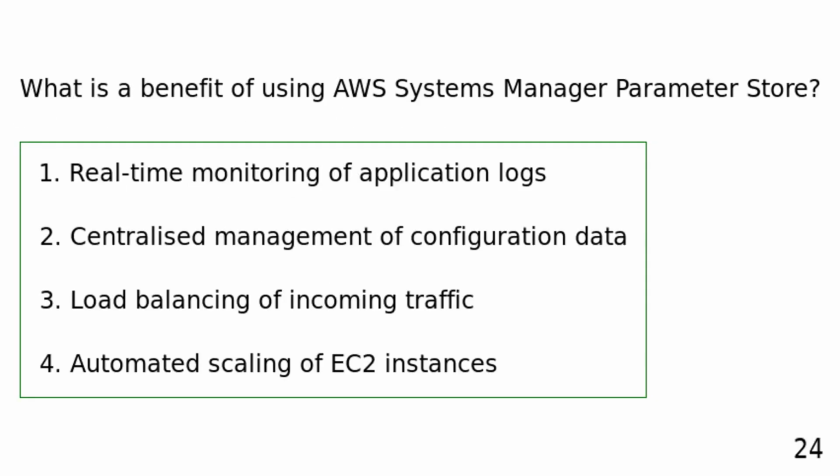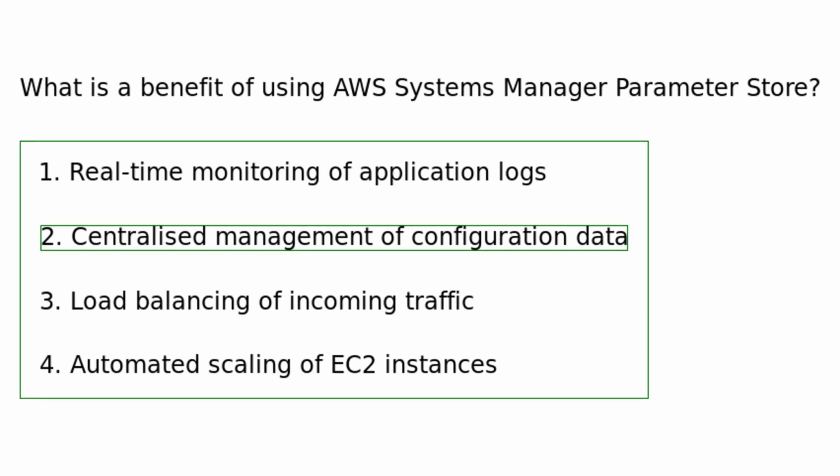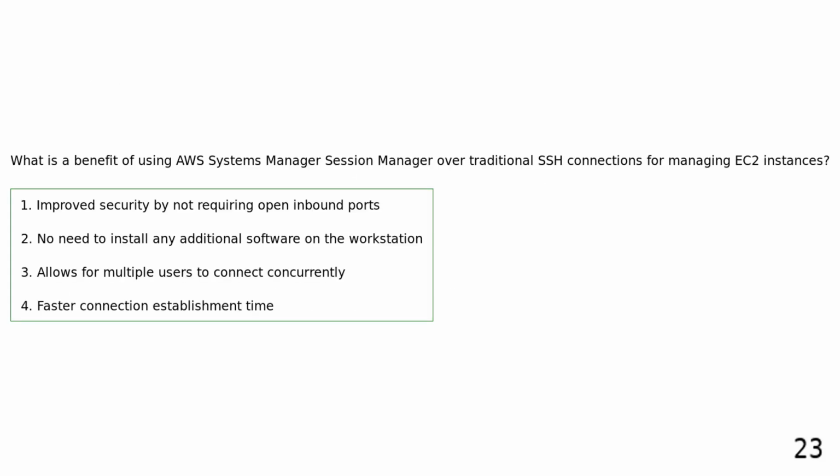What is a benefit of using AWS Systems Manager Parameter Store? Real-time monitoring of application logs. Centralized management of configuration data. Load balancing of incoming traffic. Automated scaling of EC2 instances. AWS Systems Manager Parameter Store provides a centralized location to manage configuration data, making it easier to maintain and update configurations across multiple instances.